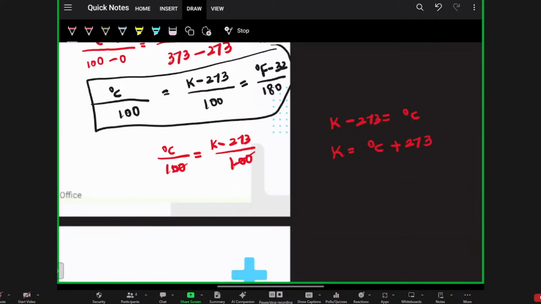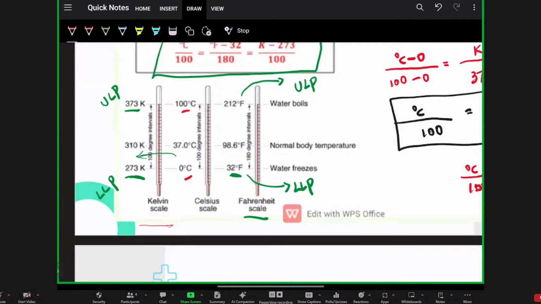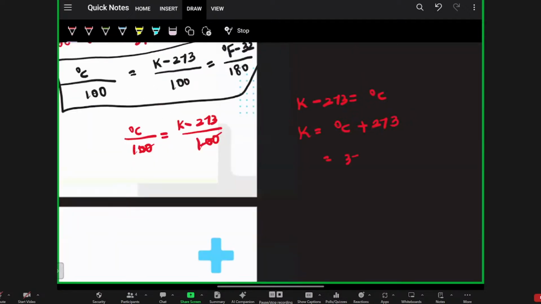So I want to convert 37 degrees Celsius to Kelvin. So 37 degrees Celsius plus 273 will be how much? 273 plus 37, 310. So 310 Kelvin. Yes, so we can convert anything.